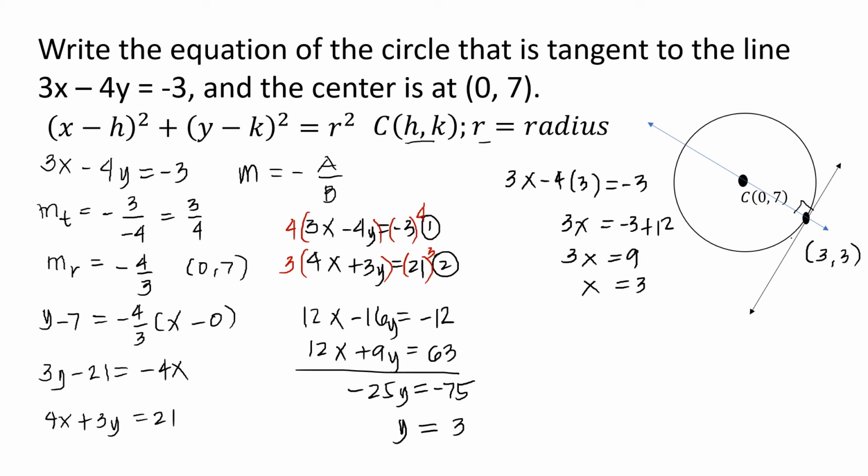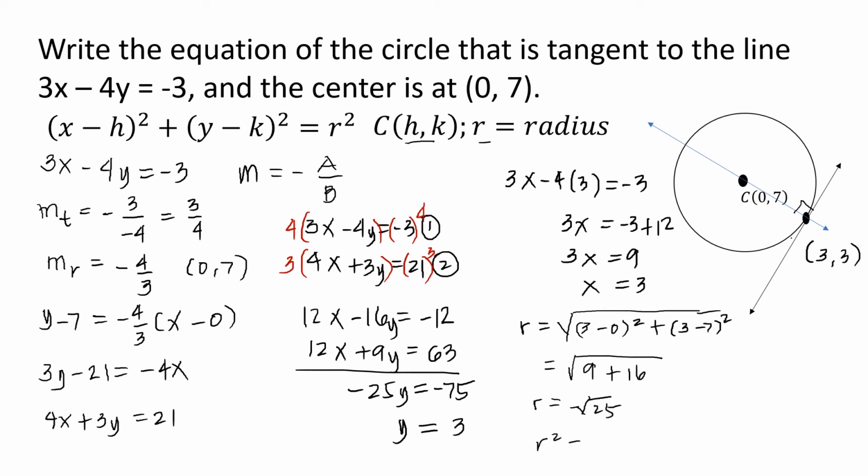Now we can solve for the length of the radius using the formula for distance between 2 points, and that is equal to the square root of (x sub 2 minus x sub 1) squared plus (y sub 2 minus y sub 1) squared. So we have 3 minus 0 squared plus 3 minus 7 squared. So we have the square root of 9, that's 3 minus 0 squared, plus 16. So we have r is equal to the square root of 25. Squaring both sides, r squared is equal to 25.